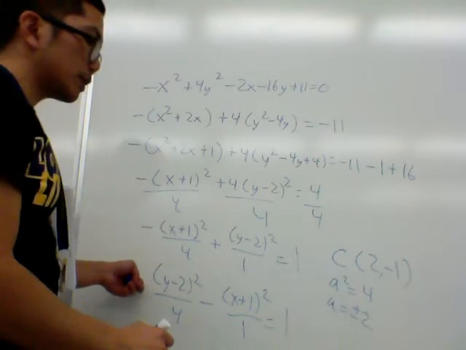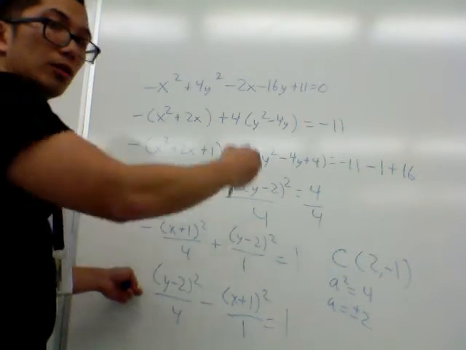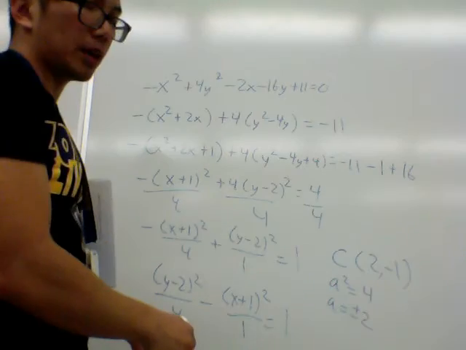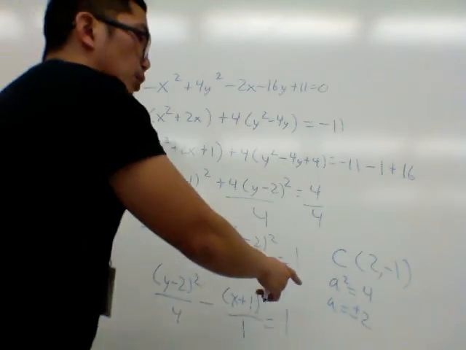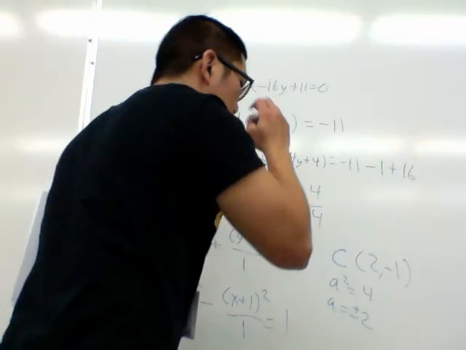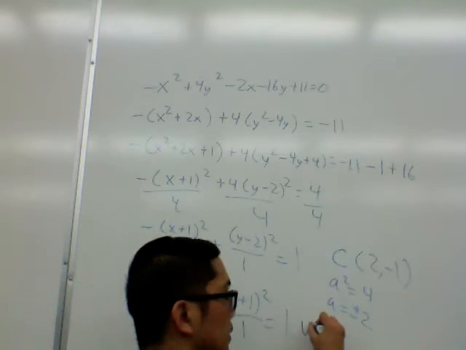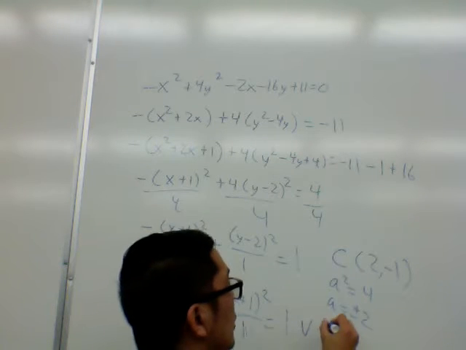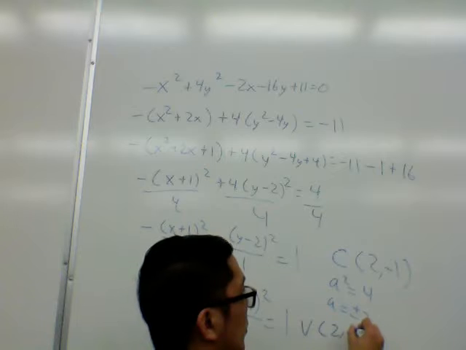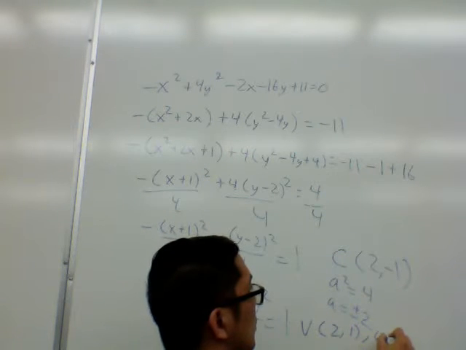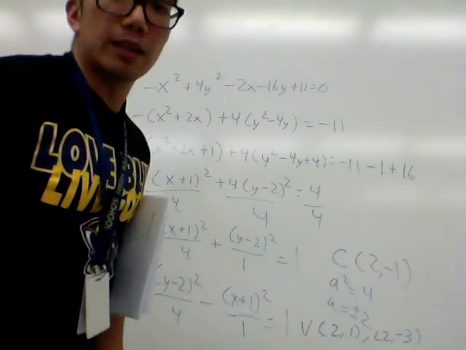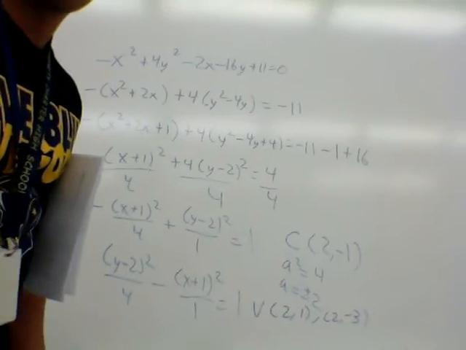And since y comes first, my transverse axis is parallel to the y-axis. So if a is plus or minus 2, I'm going to add that to the y value. So my vertices are going to be negative 1, 4, and also negative 1, 0. That is, plus or minus 2 to the y value.